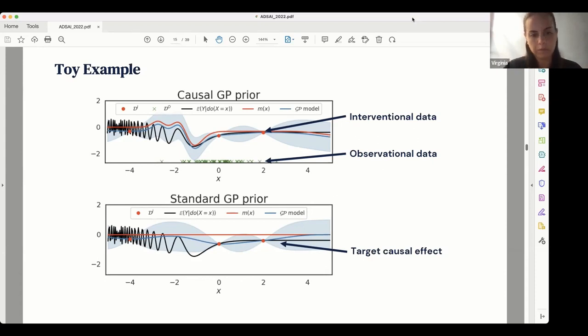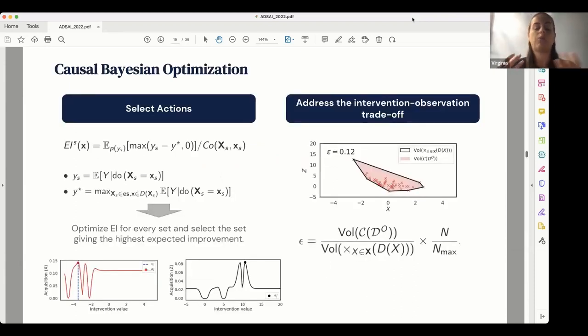Indeed, if you see from the bottom row how the posterior mean function, which is the blue line, would just pass through the data, but it would not capture the behavior of the function in areas where it doesn't have interventional data. So once we have this surrogate model construction, we need an acquisition function. In this case, we use an expected improvement acquisition function that allows us to decide which interventions to collect next.